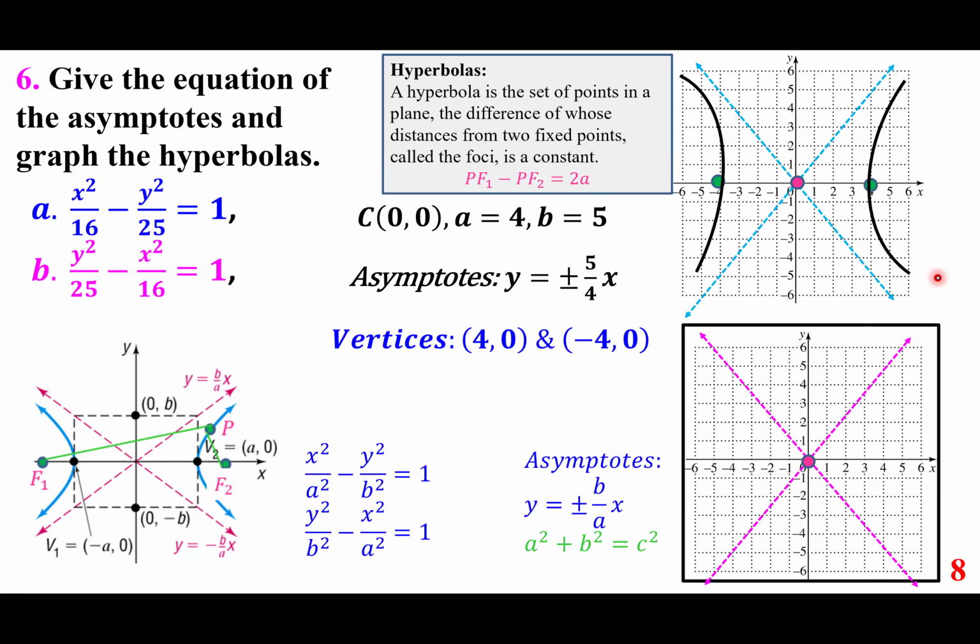In this case, and by the way, if you set x equal to 0, y doesn't give you any solution, it becomes y squared is minus 25, no solutions, okay? This one uses exactly the same thing, but it opens up and down. In this case, the vertices are 0, b: 0, 5, and 0, minus 5, and it opens up and down. So this one opens up and down, this one opens sideways.